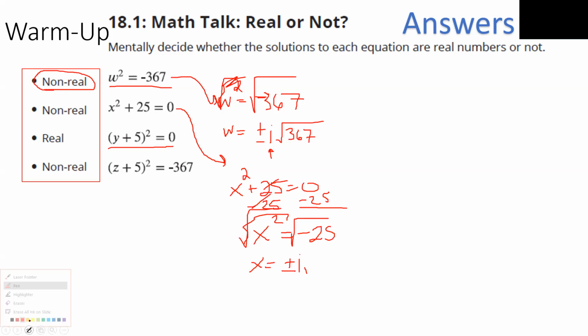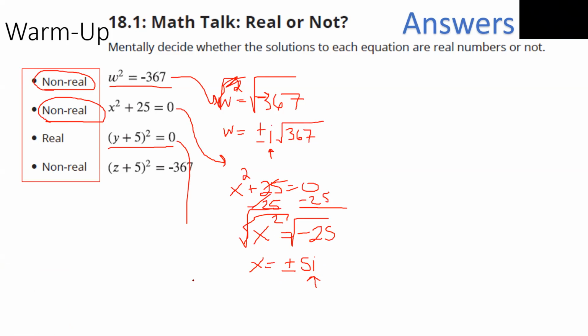So actually, I went ahead of myself and put this here. So our solution for this problem is going to be: the square root of 25 is 5, and since it has a negative inside the square root, it'll be 5i. Now, because we have the i in our solution, that is a non-real solution.